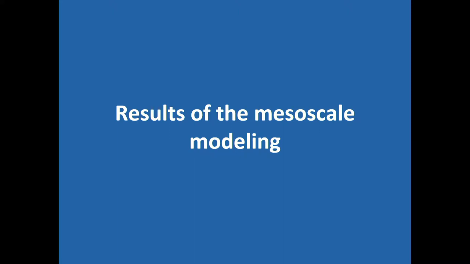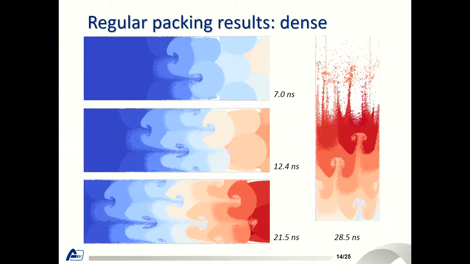Now the results of the mesoscale modeling. First, regular packing results, dense pack. When a shock wave comes to the layer of spheres, accumulation effects appear here. So we see these eddy structures typical for Richtmyer-Meshkov instability, and they continue to progress in time.